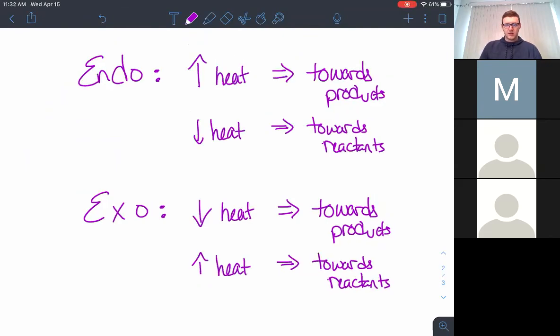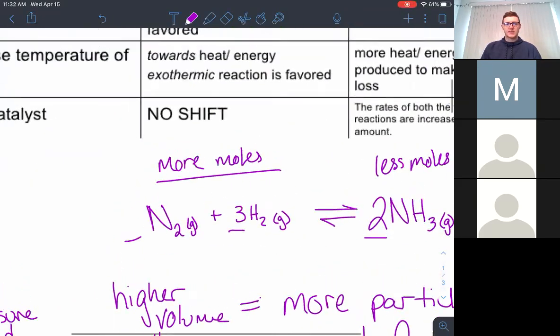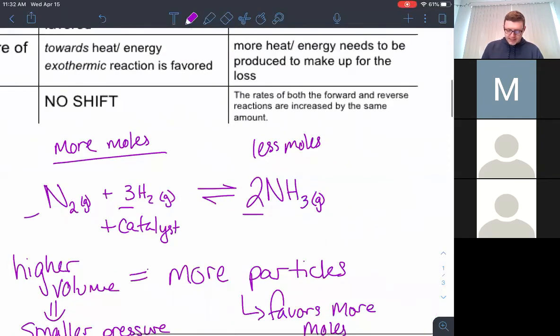All right. And then our last one they talked about is a catalyst. Remember, a catalyst doesn't get used up. It shows up on the reactant side, and it shows up on the product side. So if I had a catalyst here, nothing would happen, because it's on both sides.